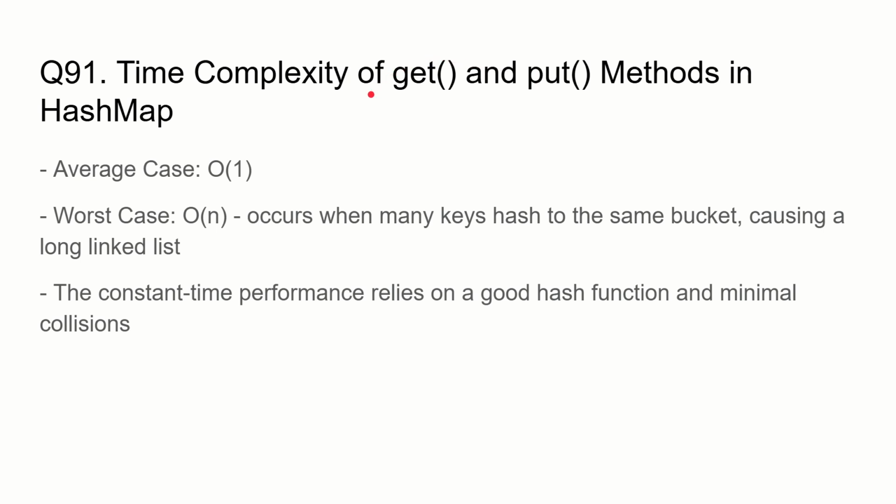This is again an important question. What is the time complexity of get and put methods? So in average case, the time complexity is O of 1, but in worst case, it can be O of n. It occurs when many keys hash to the same bucket, causing a long linked list at any bucket location. So the constant time performance relies on a good hash function and minimal collisions.